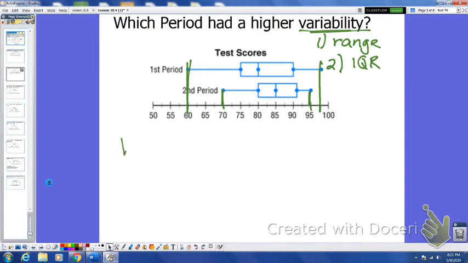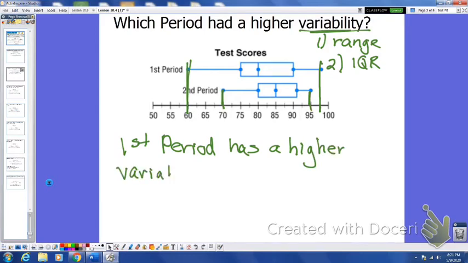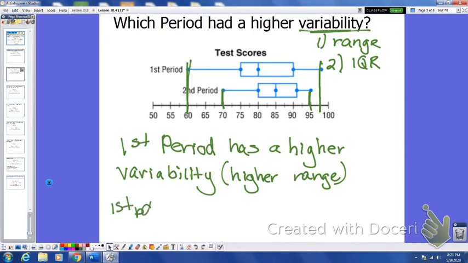So first period has a higher variability. And again, we know that because it has a higher range. So just to make a note up here. First period range was about 37. Second period range was about 25.